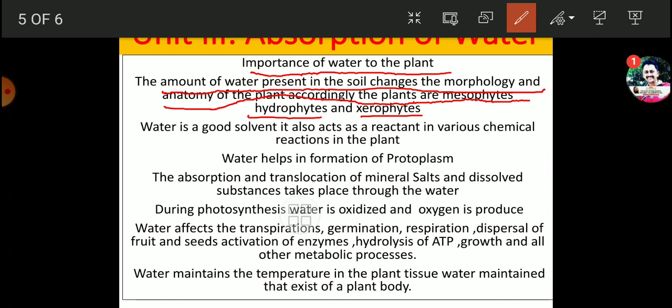So here the amount of water present in the soil changes the morphology and anatomy of the plant, according to whether the plants are mesophytes, hydrophytes or xerophytes. Anatomically also we will be able to see that.